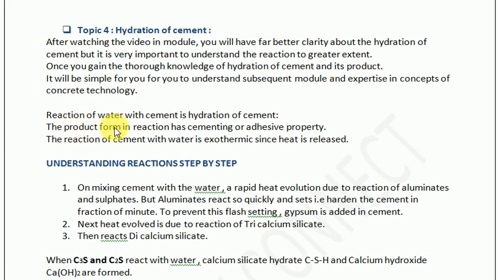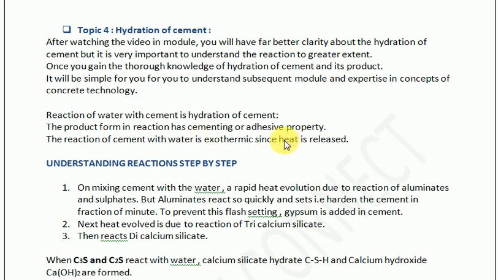The product formed in the reaction has cementing or adhesive properties. So when water is added to the cement, certain chemical reactions take place. Now we should ask what these chemical reactions are, and in what process or steps they happen. The reaction of cement with water is exothermic, that is, heat is released during the process.